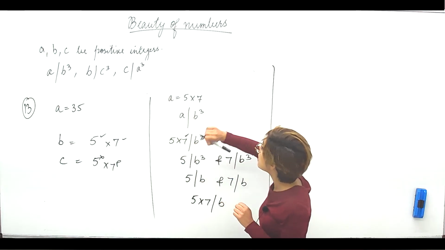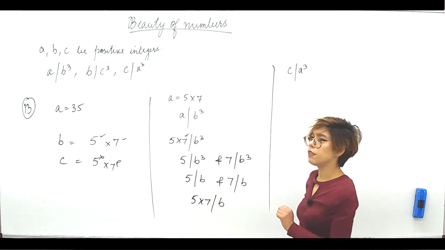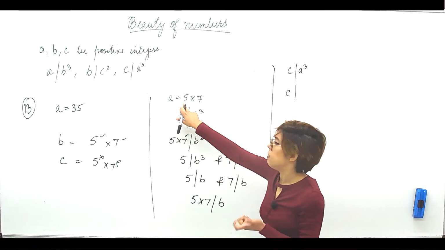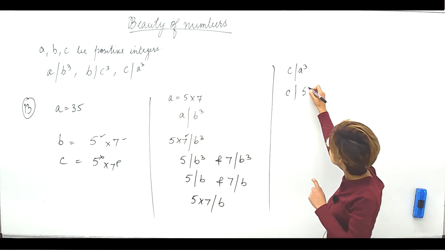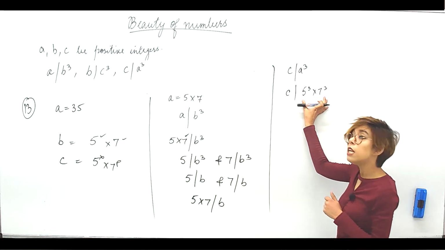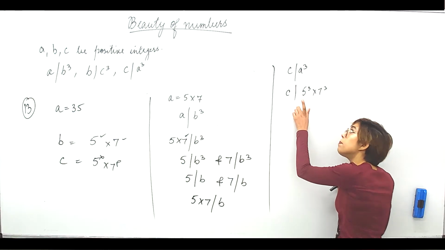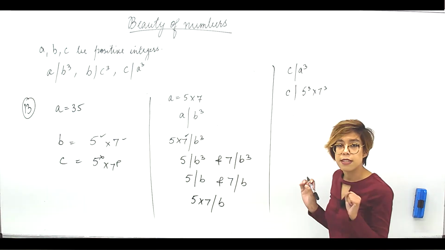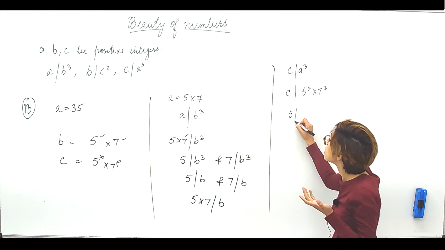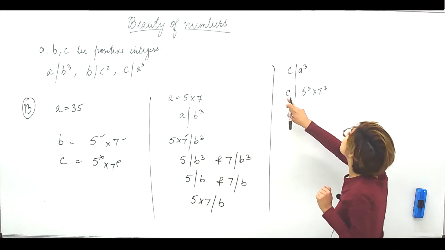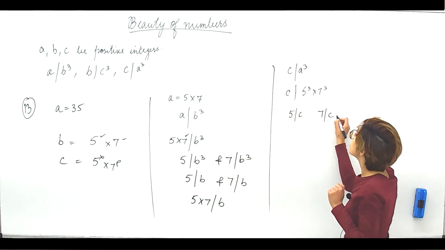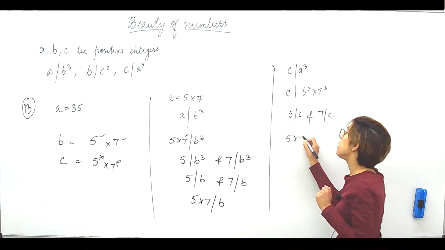Now next let's study C divides A cube. Let's study that because we need to talk about C as well. Now A cube we know, this A is 5 into 7, so A cube is 5 cube into 7 cube. Now C divides this number. That means C should have the prime factor of 5. Do we understand this? C should have the prime factor of 5. So can I say that 5 divides C? Of course. Then in the prime factorization of C, I should have 7 as well, only then it will divide, right? So that means 7 divides C as well. So 5 into 7 divides C.